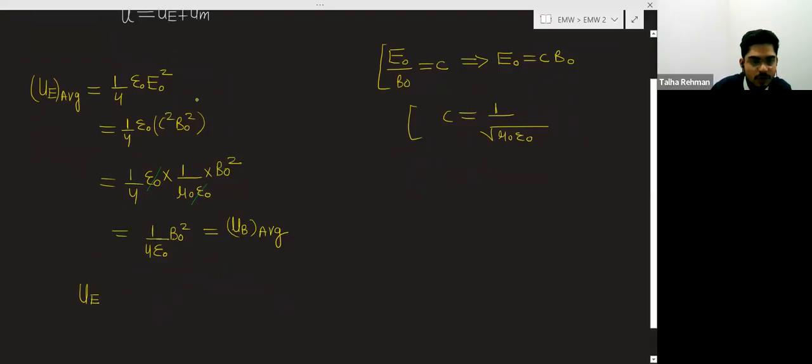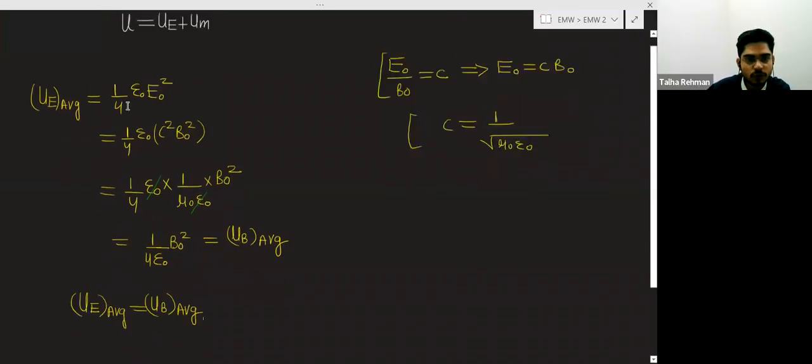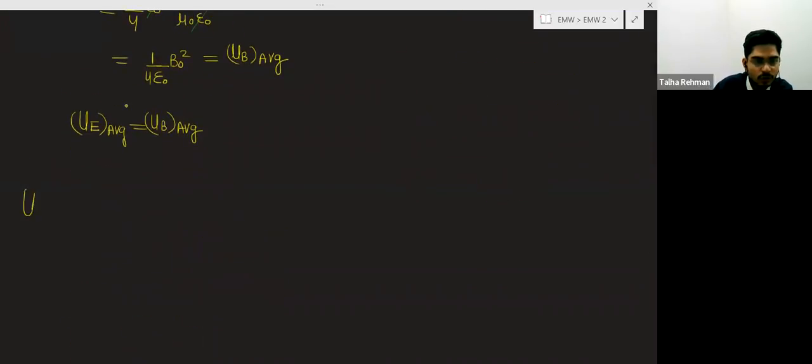Energy density of electric field is equal to the energy density of magnetic field. Okay. So now the total energy density of the electromagnetic wave will be energy density of the electric field average value plus energy density of the magnetic field average value.